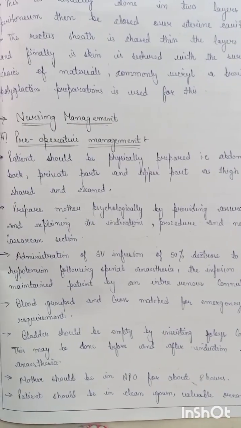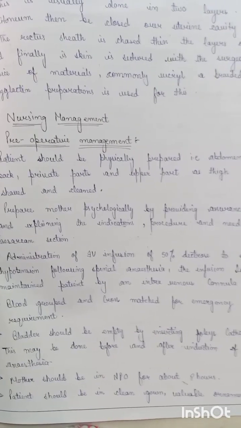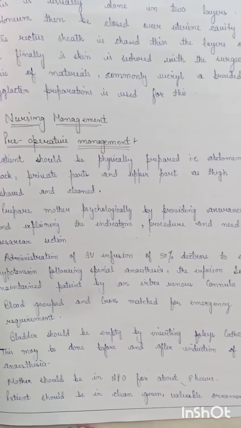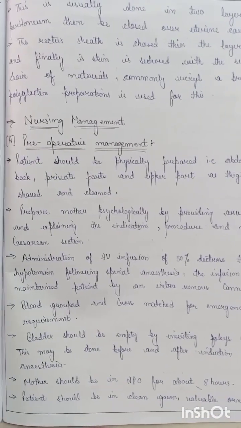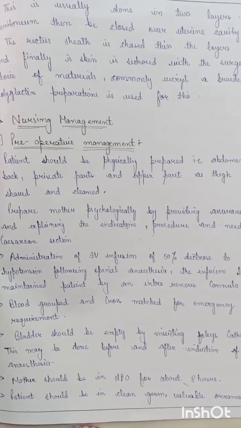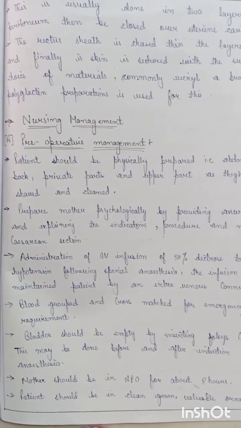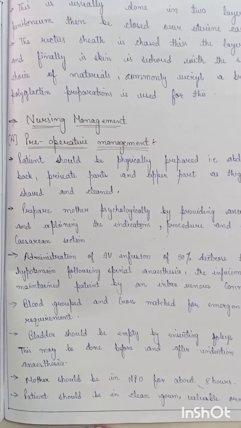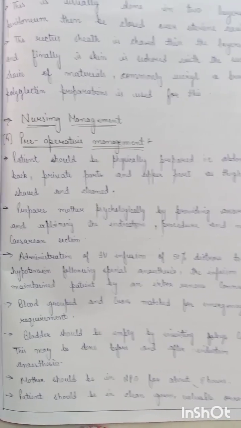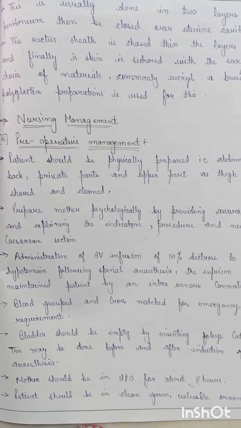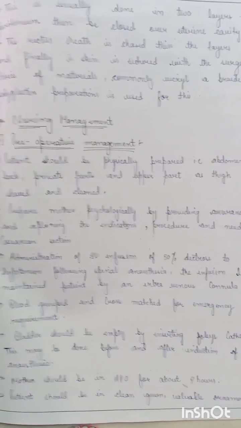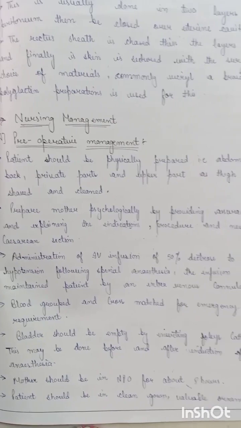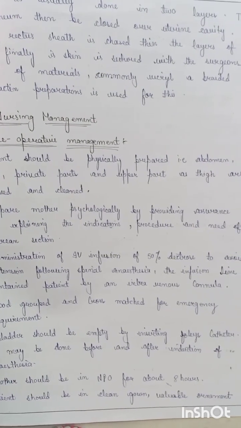to avoid hypotension following spinal anesthesia. The infusion line is maintained by an intravenous cannula. Blood is grouped and cross-matched for emergency requirement. The bladder should be emptied by inserting a Foley catheter. This may be done before or after induction of anesthesia. Mother should be NPO for about 8 hours. The patient should be calmed down.